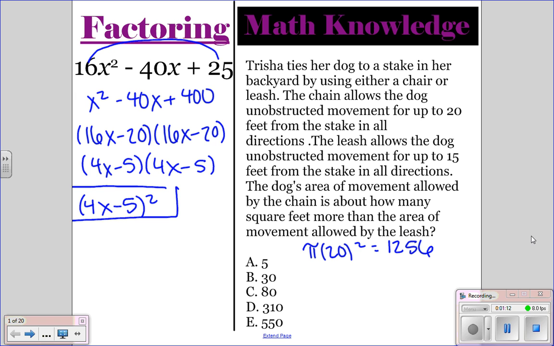And then for the leash, the radius of the circle is 15, and so your area would be pi 15 squared, and if you multiply that out, you'll get about 106.5. And so if you subtract those, you get almost 550. So that would be your answer there.